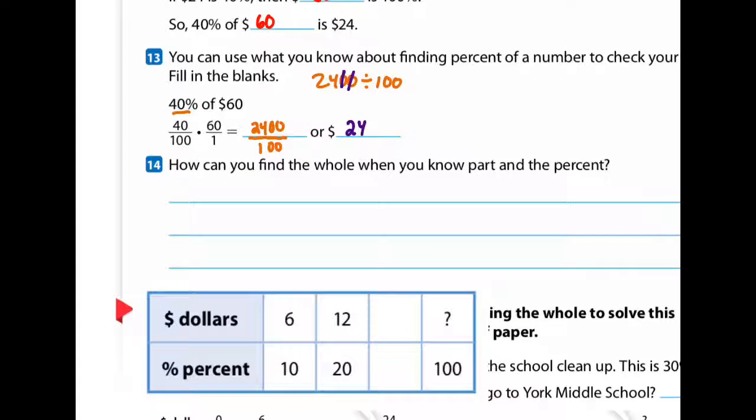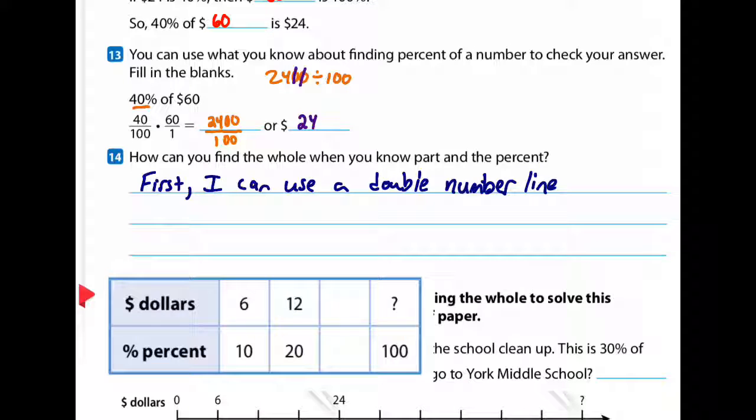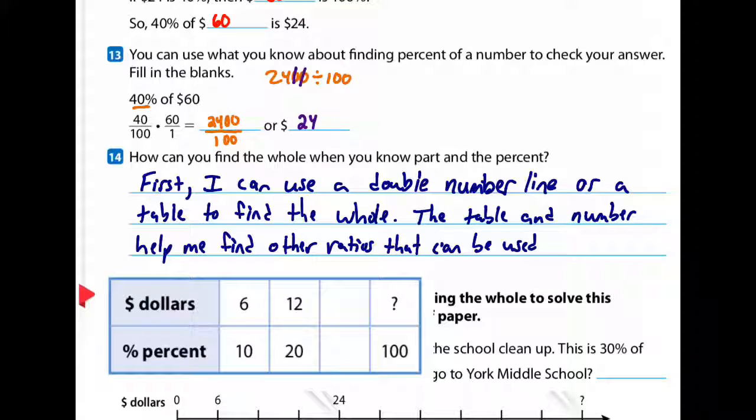And in 14, where you had to write a couple sentences, it says, how can you find the whole when you know part and the percent? So yours might be different than mine, but I'm going to write down some of my ideas. Okay, so first, I can use a double number line or a table to find the whole. Now I'm going to say the table and number line help me find other ratios that can be used to find the whole.